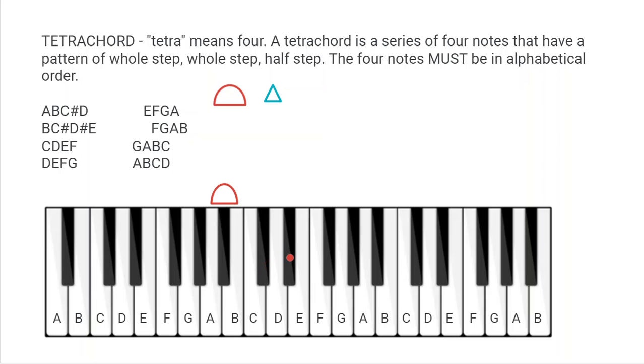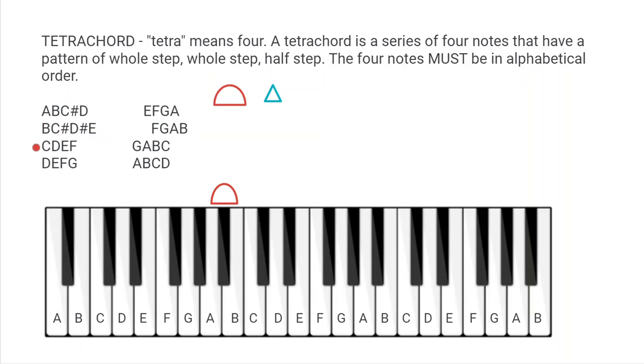I need the half step up from my D sharp. D sharp, a half step would be where? Right here, E. So I have an E natural. So my B tetrachord is B whole step to C sharp, whole step to D sharp, half step to E. B, C sharp, D sharp, E makes my B tetrachord.